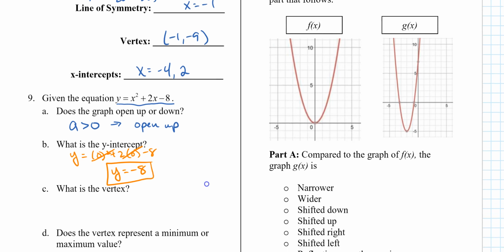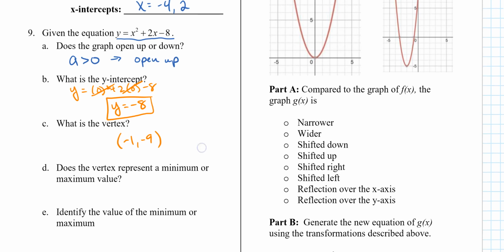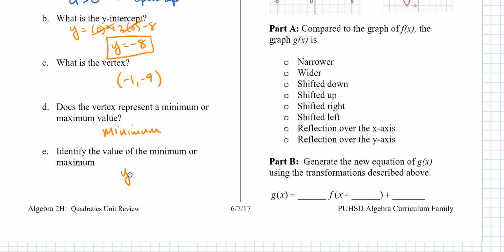What is the vertex? We already found the vertex. If this was a different problem, we would just go to the graph to find the vertex, or we could do the line of symmetry stuff like we did on the last one. Does the vertex represent a minimum or maximum? Since the graph opens up, it is a minimum. And that minimum is at y equals -9. Identify the value of the minimum. y equals -9 is our minimum value.